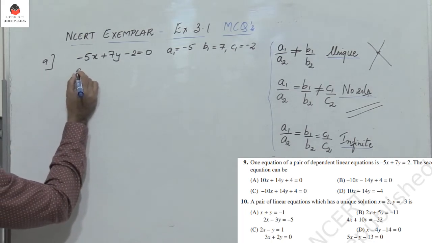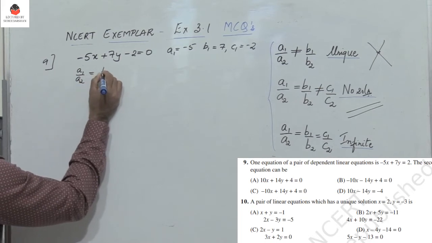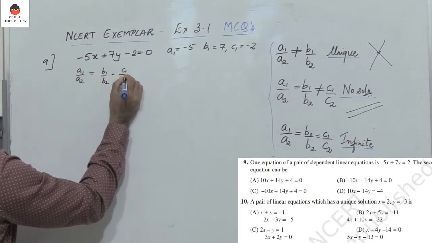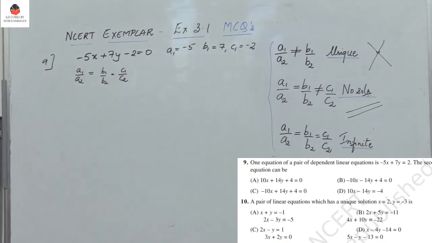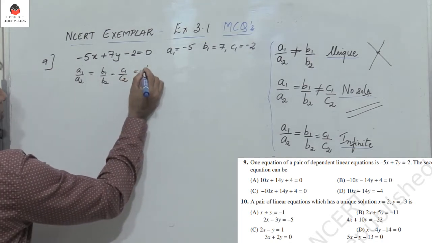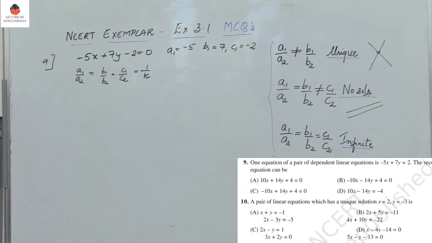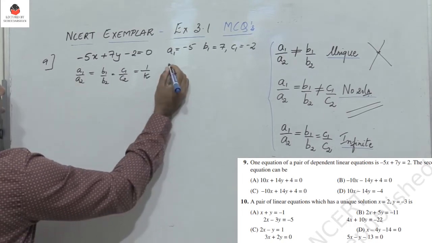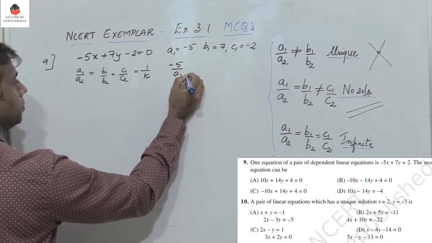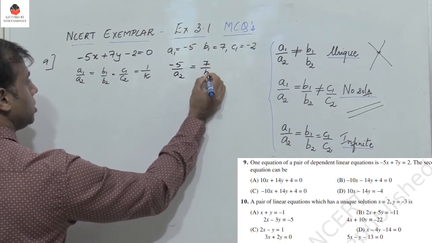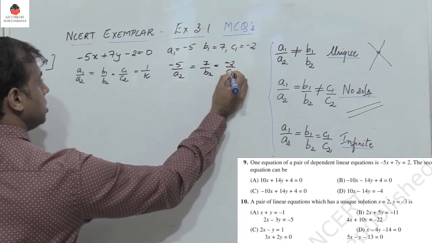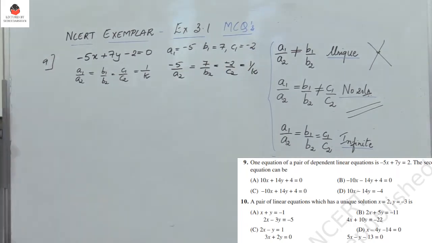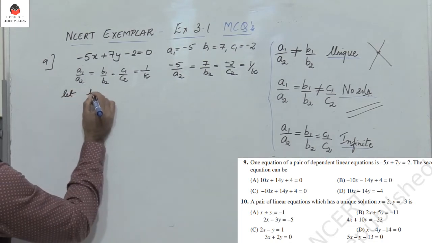So let me consider A1 by A2 equal to B1 by B2 equal to C1 by C2. Given the condition that the pair of linear equations are dependent, dependent meaning that the ratio is equal to some constant 1 by k. So k can have any arbitrary value. So therefore you have minus 5 by A2 equals 7 by B2 equals minus 2 by C2 is equal to 1 by k. So k can take any arbitrary value. So let us put the value of k equal to 2.